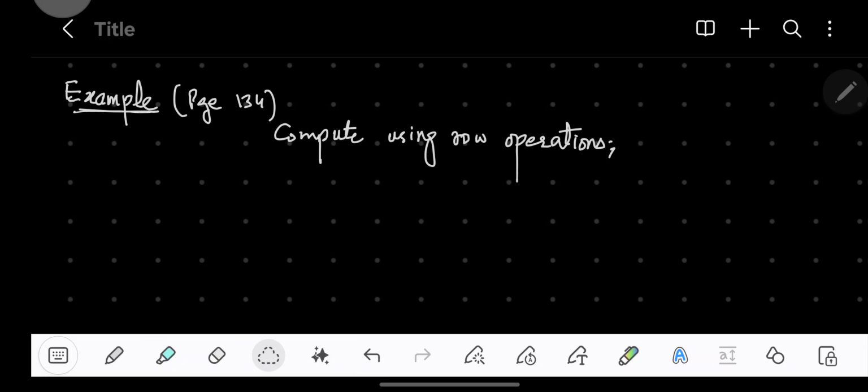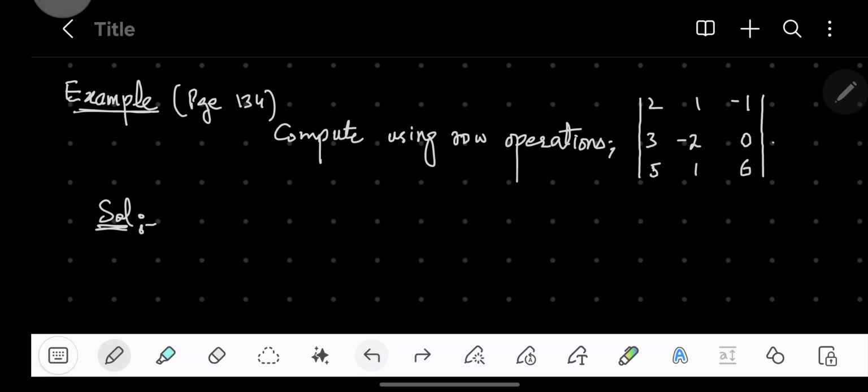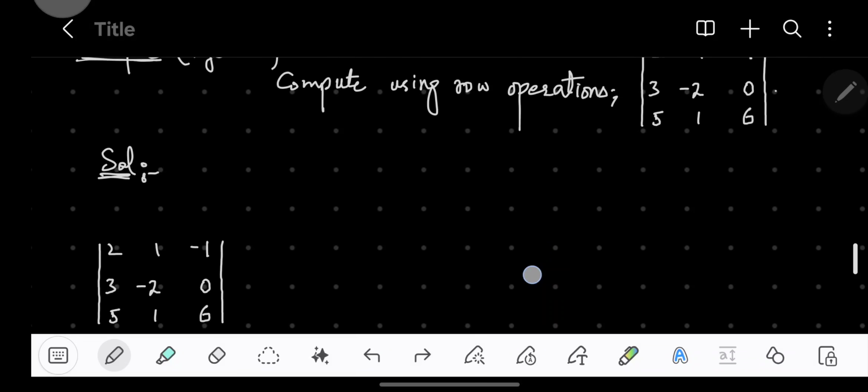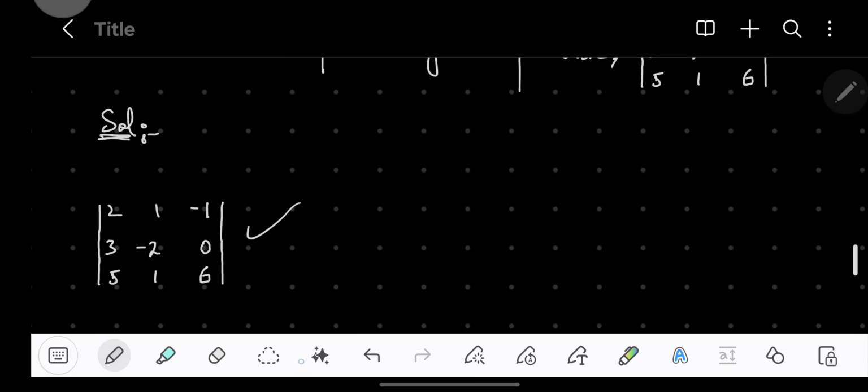Okay, let's look at an example on page number 34. In this example, we have to compute the determinant of this matrix using the row operations. Here is the solution. So the given matrix is this one.